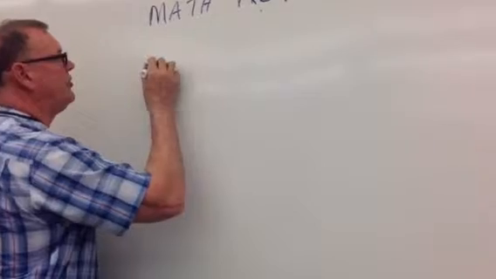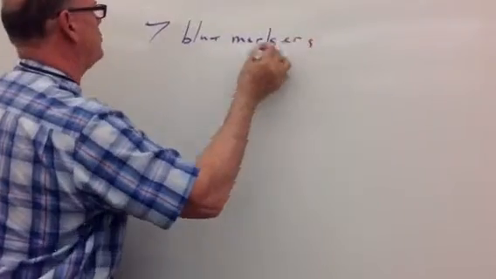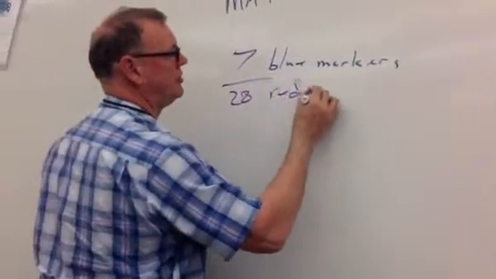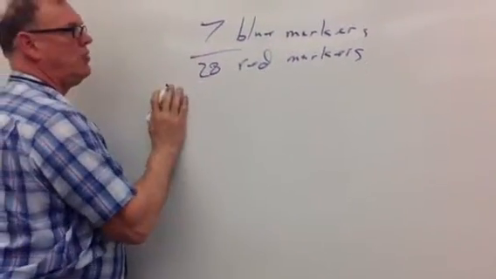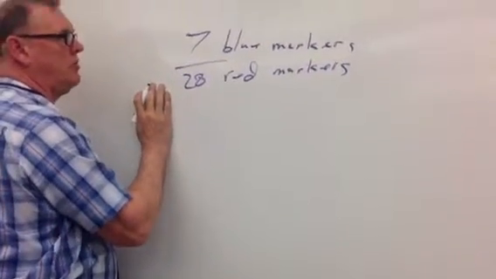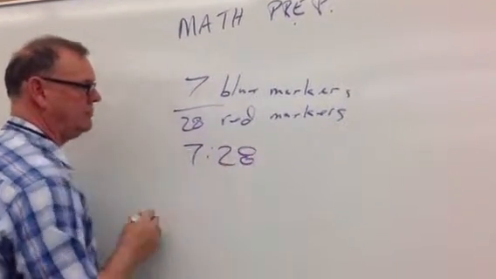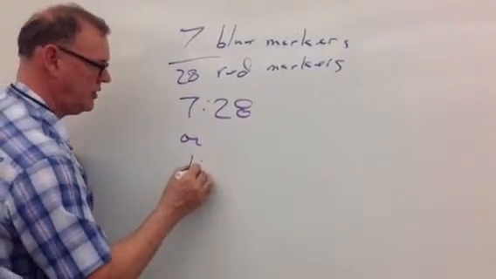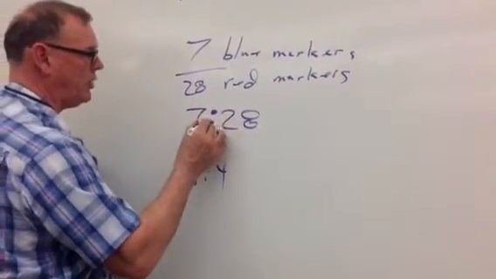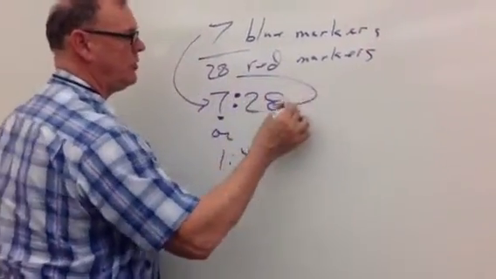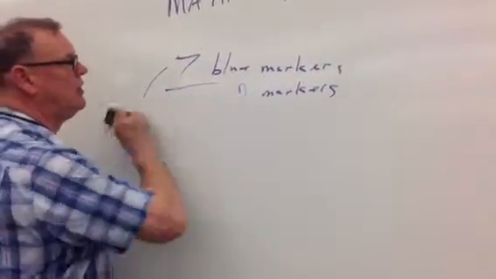All right. There's 7 blue markers, and there's 28 red markers. What's the ratio of blue to red? Well, when they want a ratio, they want it in lowest form. So the ratio is 7 to 28, or 1 to 4. So to get the ratio, all you do is put that colon in, then you put the first number, then you put the second number, and you can reduce. Easy, right? Okay, next.